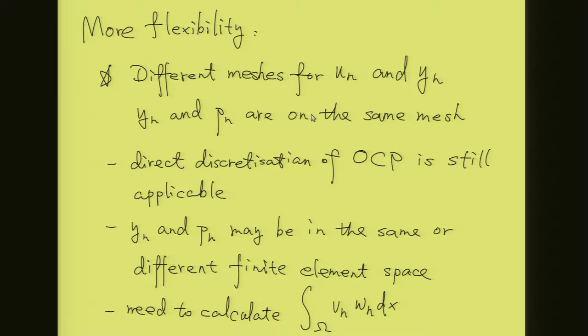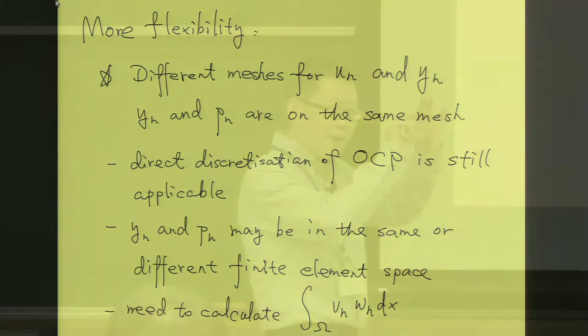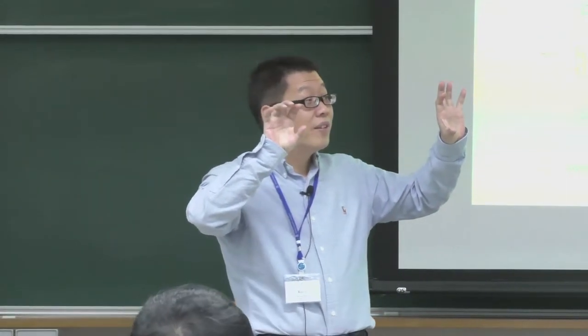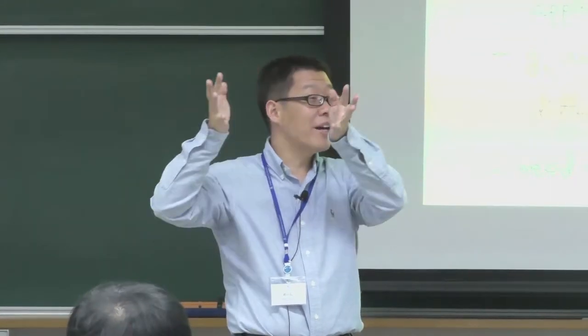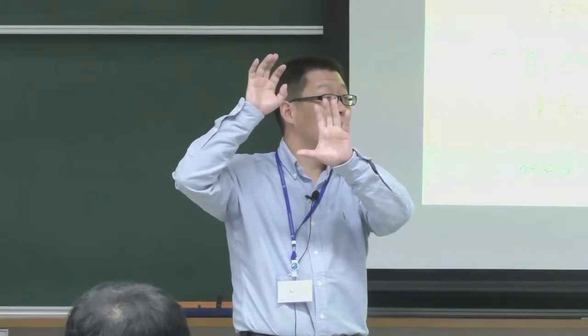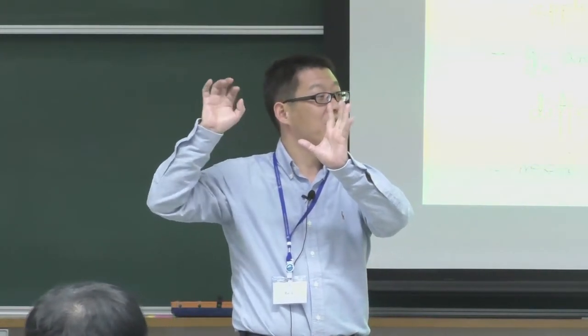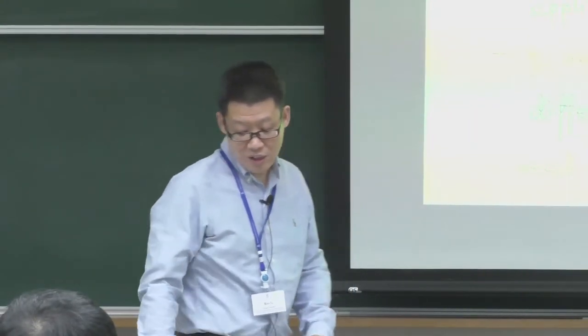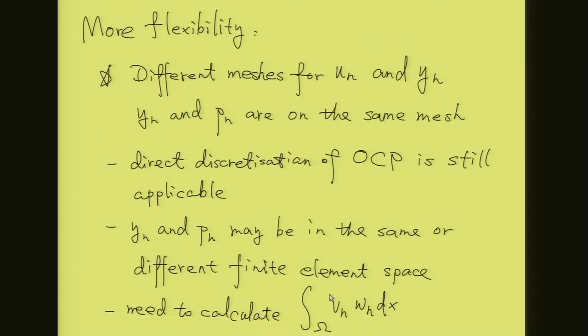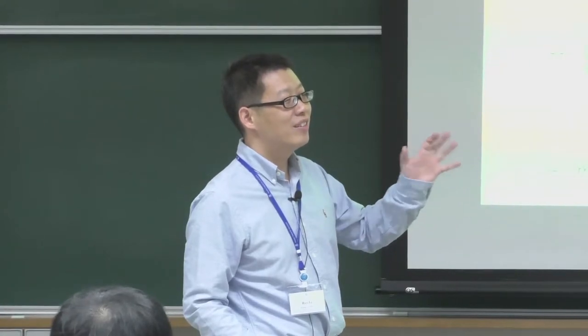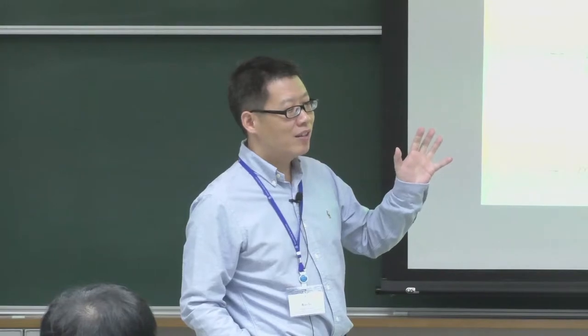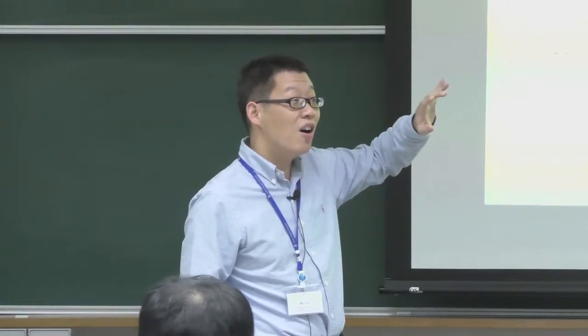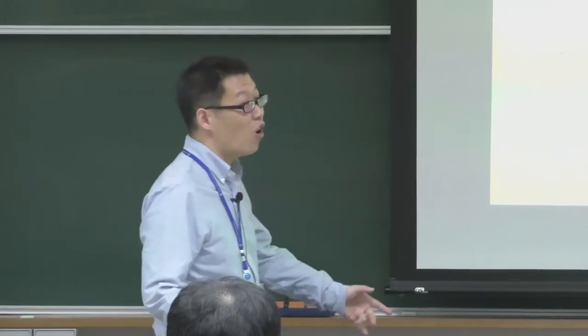If we want to do this kind of thing, remember in the state equation, we have y_h on one mesh, but the right-hand side, the u_h, is on another mesh. So we need to calculate B u_h times a test function in Y_h. These two functions are on different meshes. Our package can support this kind of operation, but it requires these two meshes to be adaptively generated from the same background mesh. Since for the same background mesh there are some relations, we can calculate them directly from the history of the adaptation. So we can calculate all these terms.